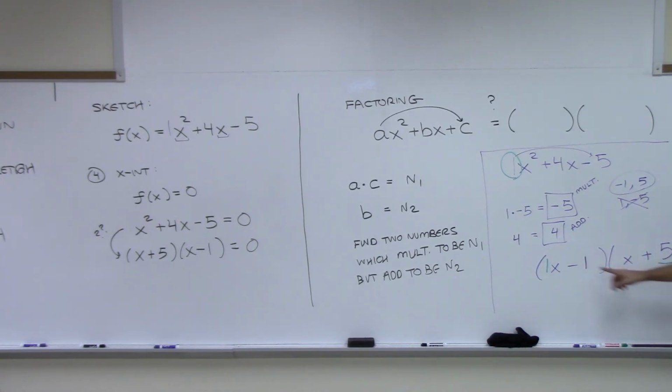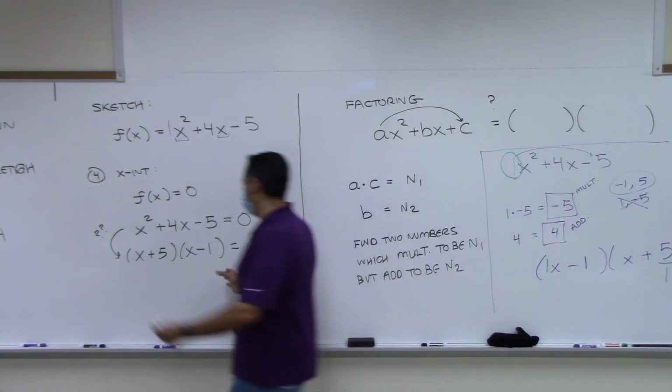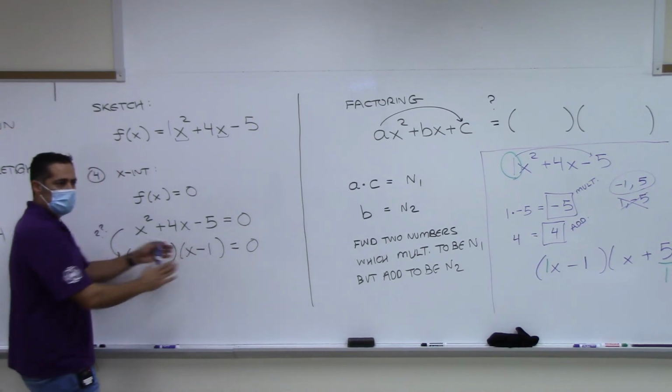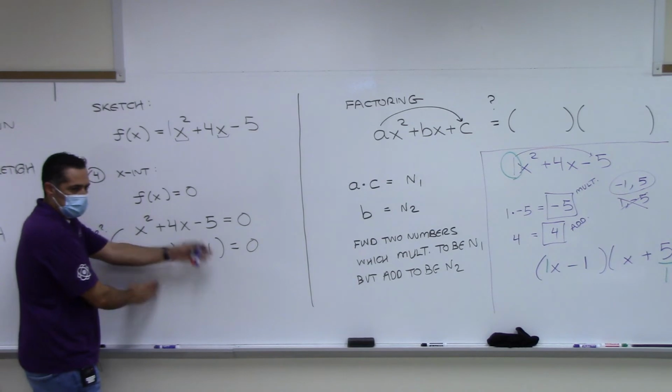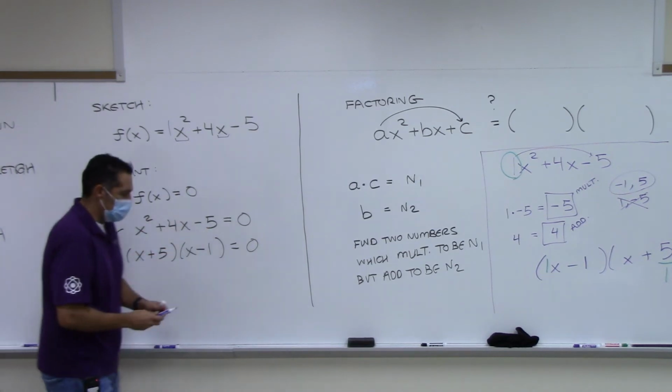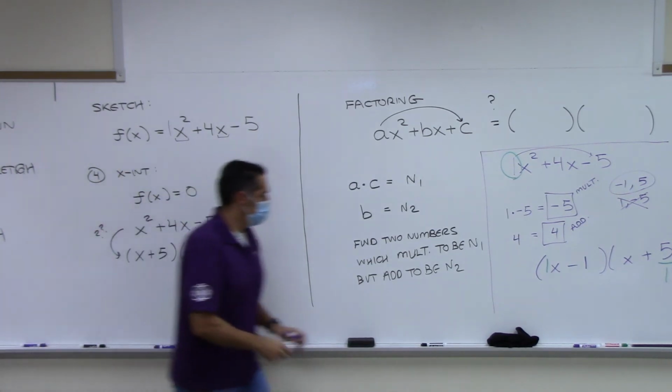Our final answer is x minus 1 times x plus 5, which is this. Also, does it matter what order I write these in? Does not, okay? Because multiplication is what we call commutative. You can switch the order and it doesn't change anything. I think we should do another one. Let's do another one, okay?